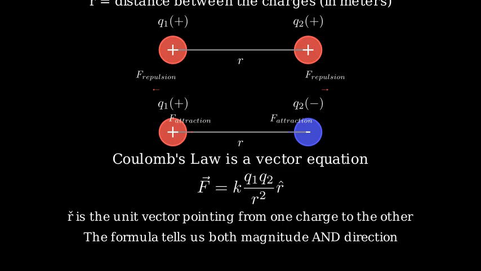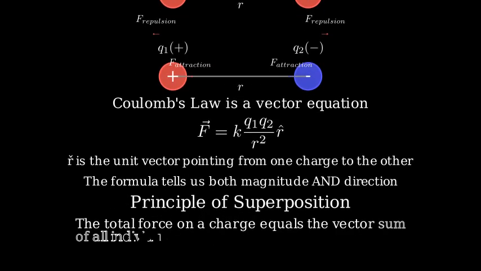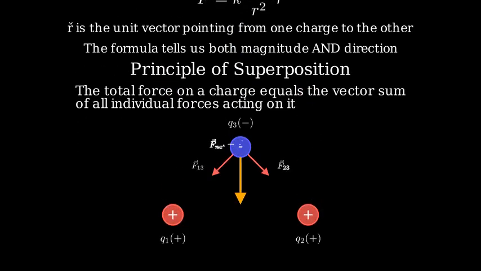Let's look at an important property, the principle of superposition. When multiple charges are present, the total force on any one charge is simply the vector sum of the forces exerted by each individual charge.